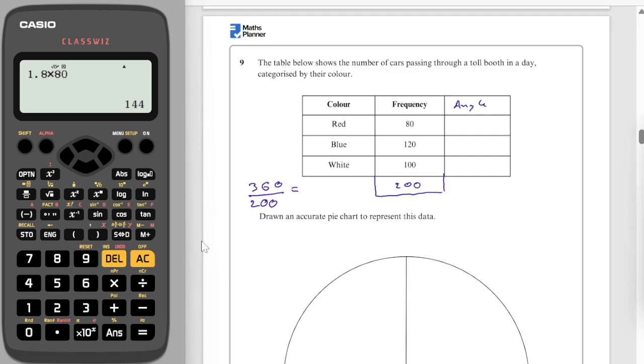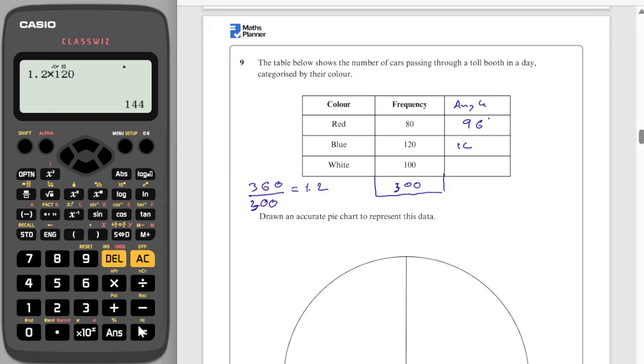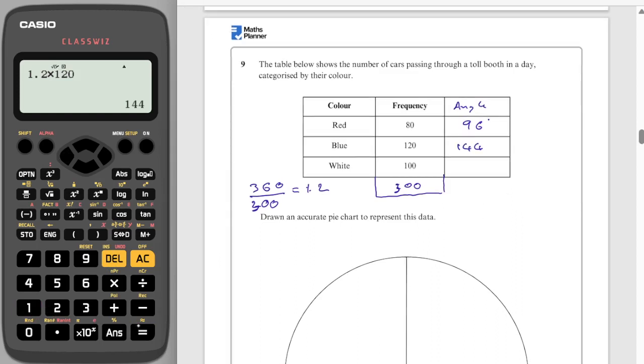Okay, so I've made a tiny mistake here. This should have been 300. Hope you spotted that. Spotted my deliberate error there. So 360 divided by 300 should have been 1.2. So each frequency is going to be worth 1.2. So 1.2 times by 80 is going to be equal to 96 as an angle. So now I want to times by 120. That's going to be 144 degrees. And then 100 times by is going to be 120. We can double check that they add up to 360, which they do.